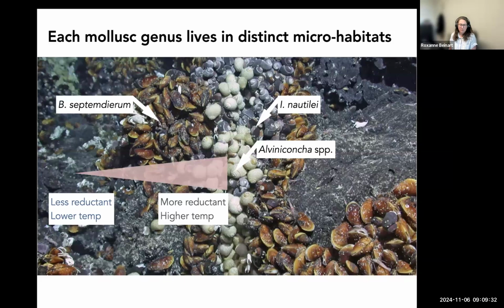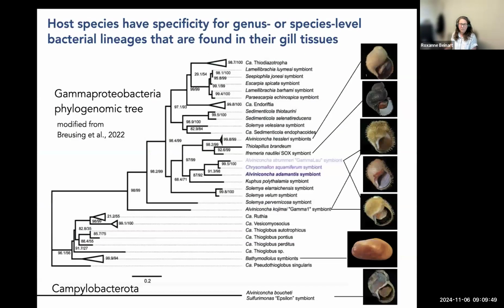And so you see that there's this gradient in microhabitats where Alvinaconcha is living in environments where there's more chemical reductant available, higher temperatures, whereas the mussels are living in places where sometimes we can't even detect the reductant at all, and they're much lower temperatures. They have these very defined microhabitats.